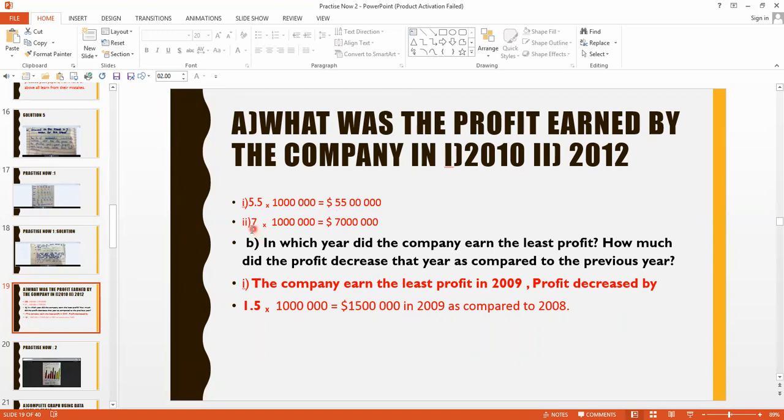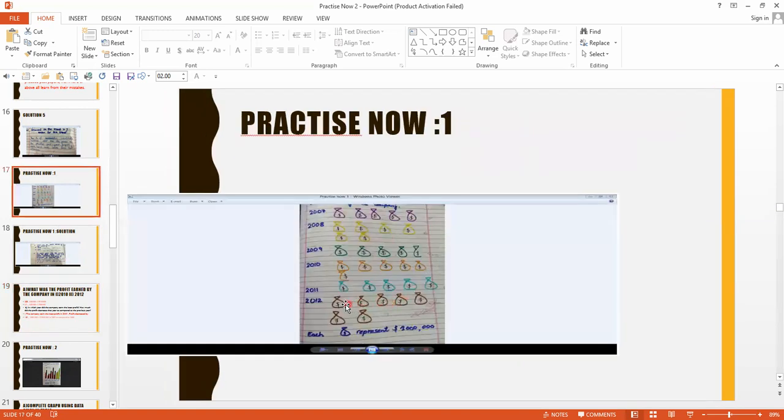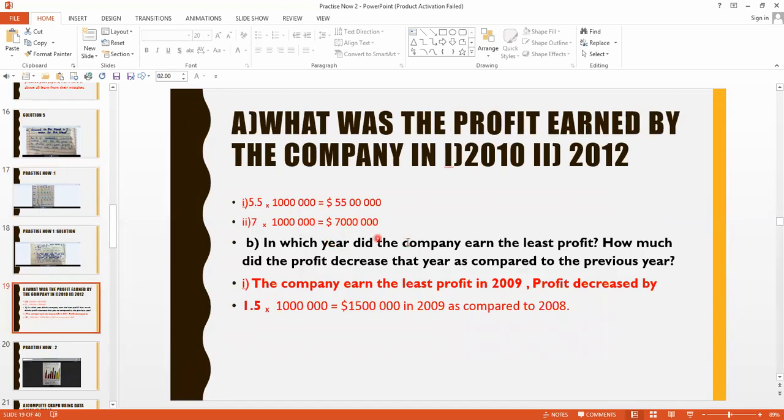In 2010, profit is 5,500,000. And for 2012, how many icons are drawn? 7. So multiply 7 by 1 million, which is equal to 7 million. Look at the question again. Look at 2012: 1, 2, 3, 4, 5, 6, 7. Total 7 are there, so I simply multiply 7 with this.